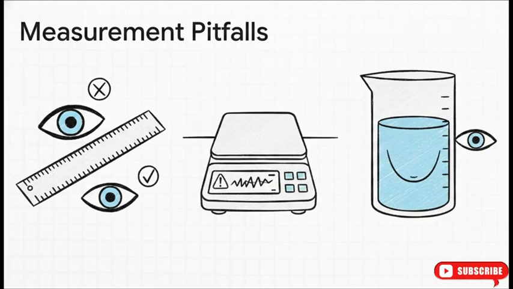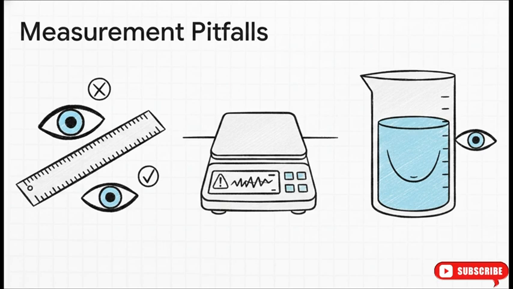So, how do we make sure our data is high quality? By expertly dodging these very common measurement pitfalls. First up is parallax error. This happens when you get lazy and look at a scale from an angle instead of straight on. You must always read measurement scales horizontally, right at eye level.